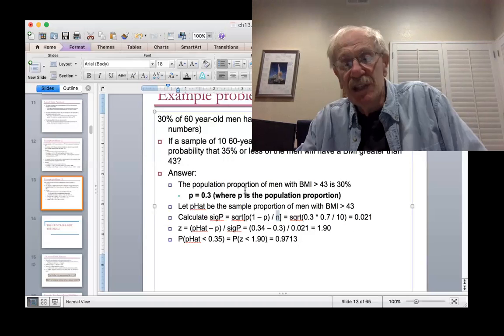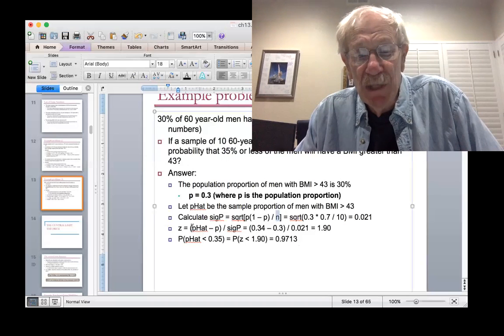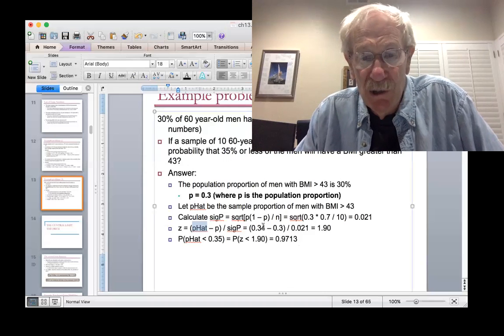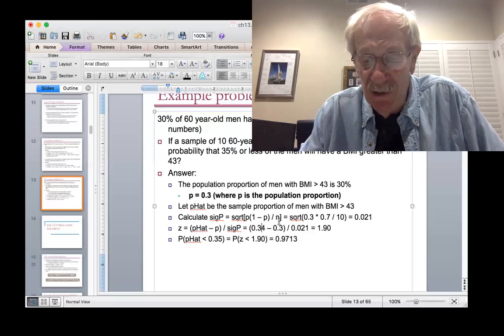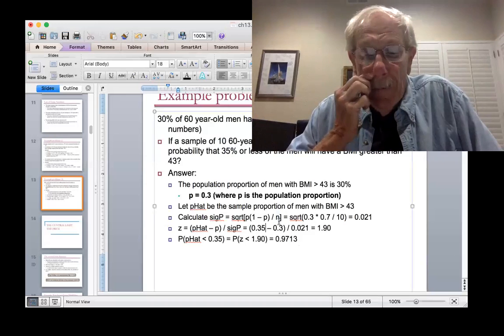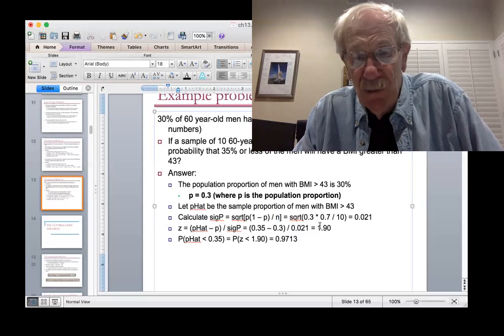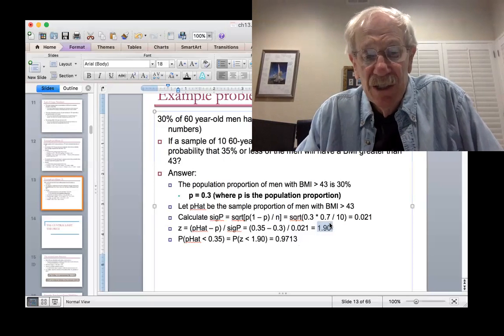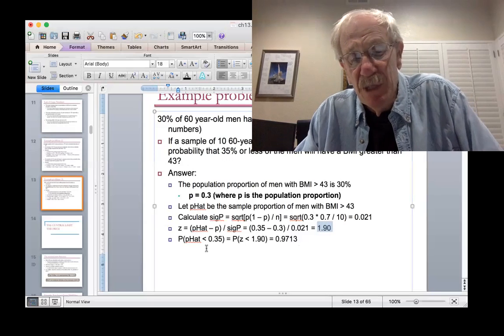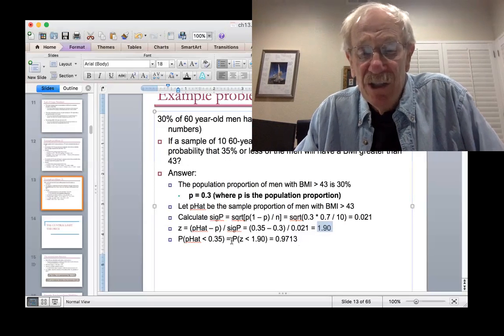And again, I compute a z-score. My z-score this time is p hat minus p, divided by the standard deviation, which was 0.021. Now this shows 34. That probably should have been 35, okay? I don't know if that's going to turn out to be exactly 1.9, but we'll say it is. So the probability that p hat is less than 0.35 is the probability that z is less than 1.9. And I look it up in the table, I find that's 97%.